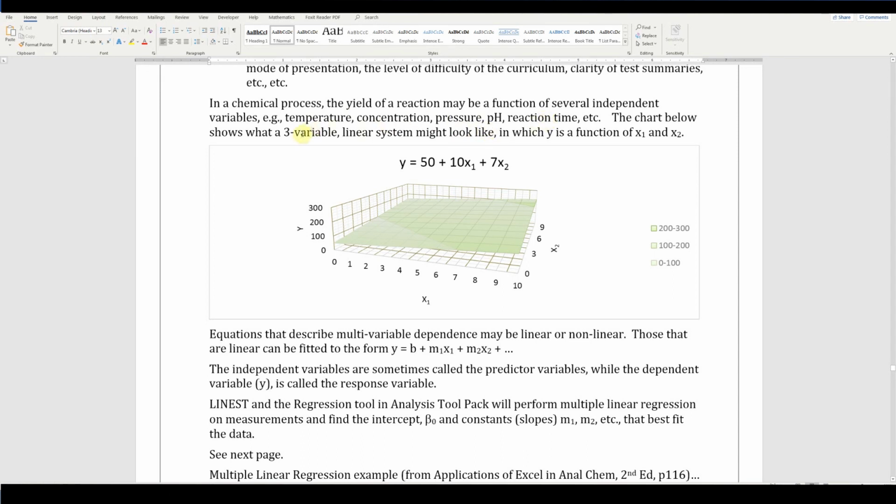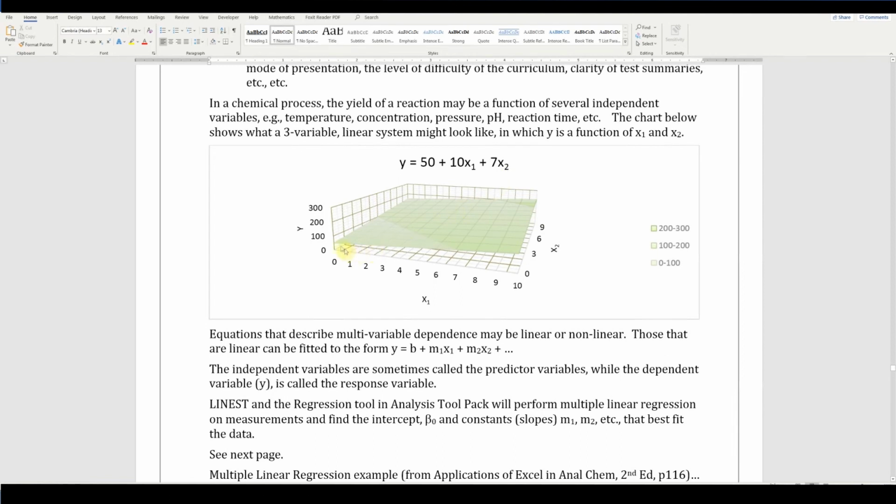So the chart below shows a three-variable linear system in which y is a function of both x1 and x2, two independent variables. Look at the equation. y is equal to a constant plus 10x1 plus 7x2. And here's a surface plot showing this. The vertical axis is the response variable y, and the front axis is x1 from 0 to 10, and the depth axis is from 0 to about 9 or 10, and that's x2.